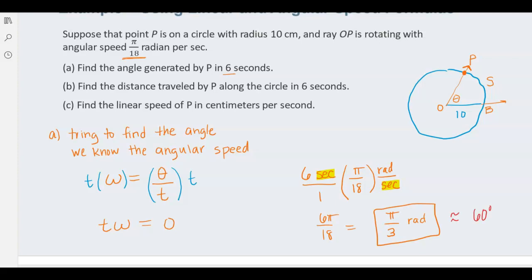All right, part B is asking us to find the distance traveled by that point along the circle in 6 seconds. So that's going to be relating to the arc length.